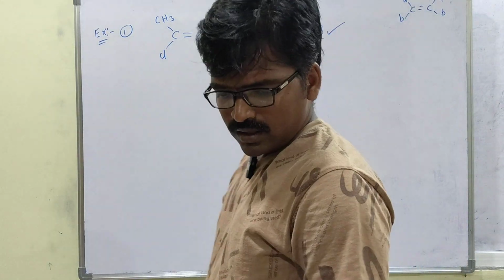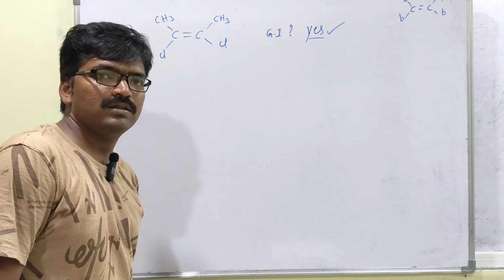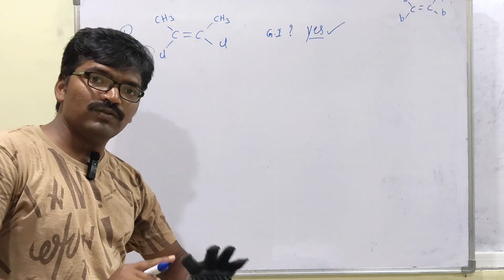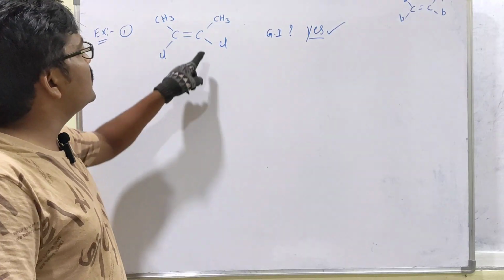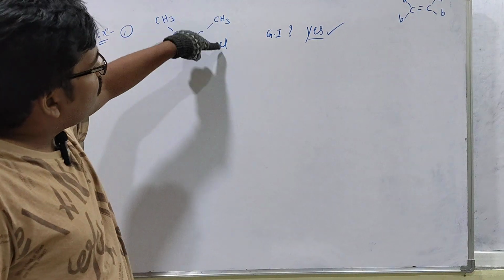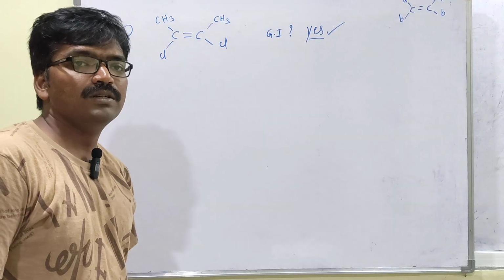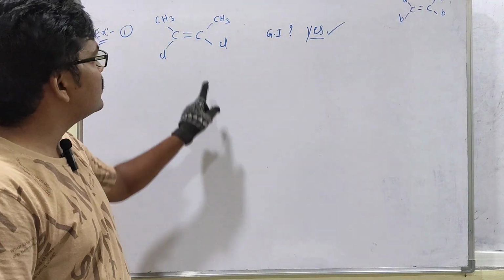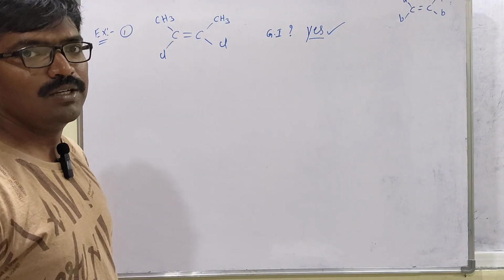Why? Are the conditions followed or not? Yes. In between the carbons a double bond is there, so that is the restricted rotation. Each carbon atom should have two different atoms, and that is also possible. Then all are present in one plane because of sp2 hybridization, right?